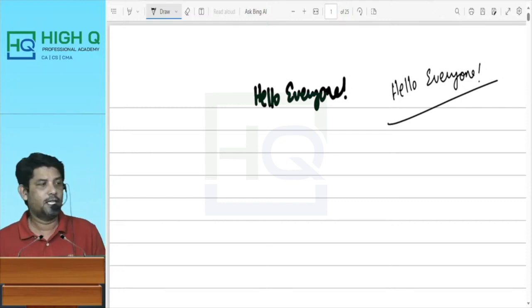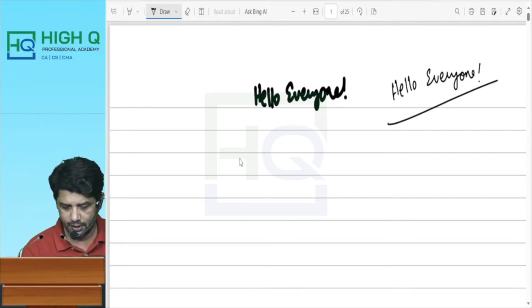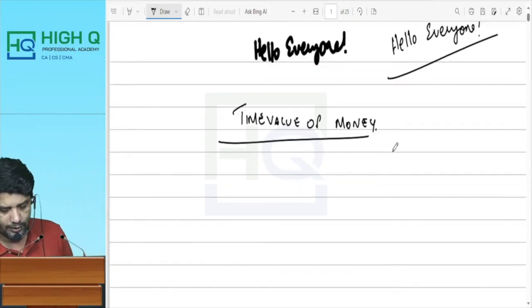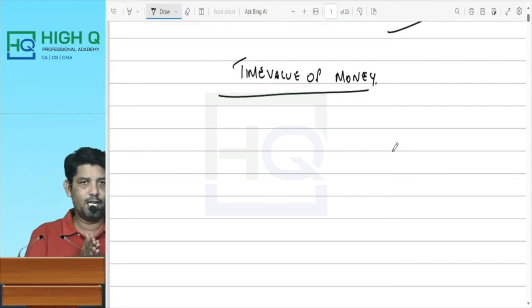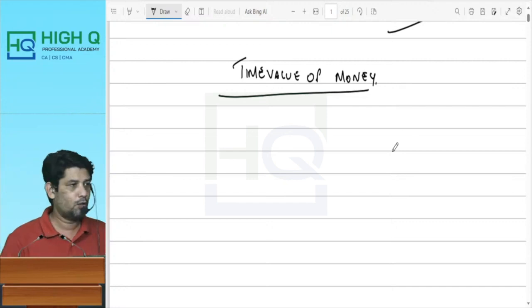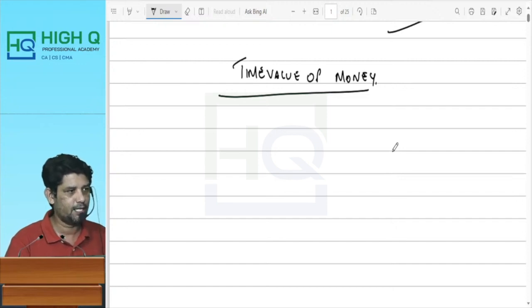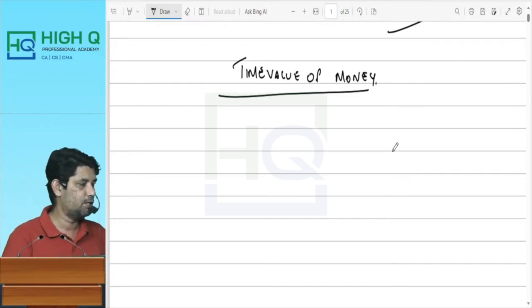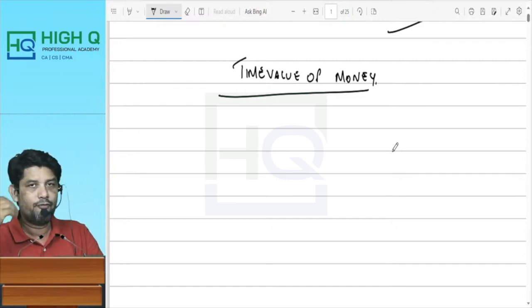Now, listen here. Let us start. Today's session, we are going to start with time value of money. When you talk about CA students, time value of money is the most important and crucial topic. This topic is not only discussed in CA Foundation, the same topic you are going to discuss in intermediate as well as in final level. In intermediate, it is under the financial management subject, and in final level, SFM.